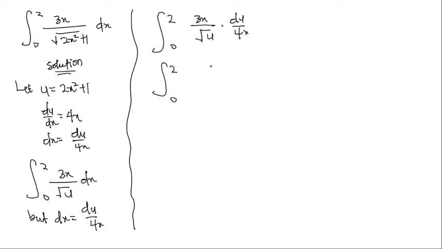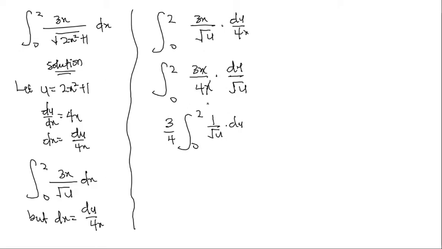I can bring the 4x over here, so I have 3x over 4x multiplied by du over root of u. So this x cancels this x, so we have 3 over 4, which is a constant, so we can bring it outside. So we have 3 over 4 times the integral from 0 to 2 of 1 over root u du. Now we can see that we have the function in terms of u and du and no longer x and dx. But the limits are still the same as if we are still in x. So we need to change the limits.